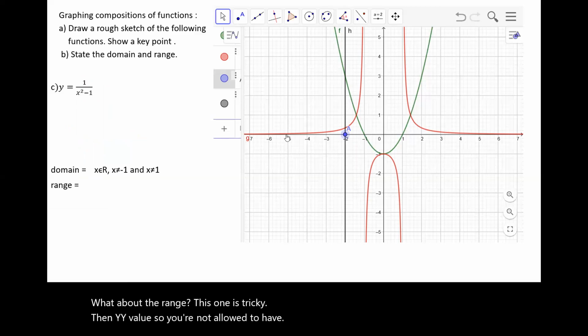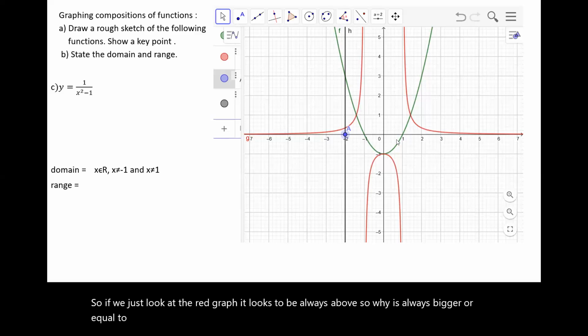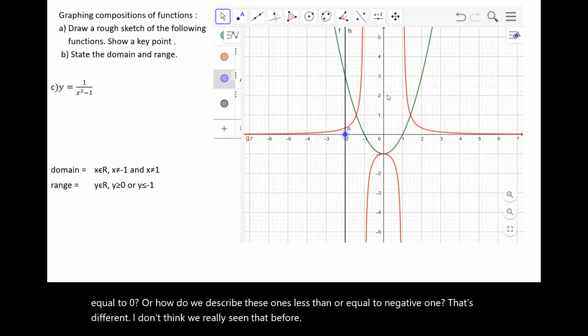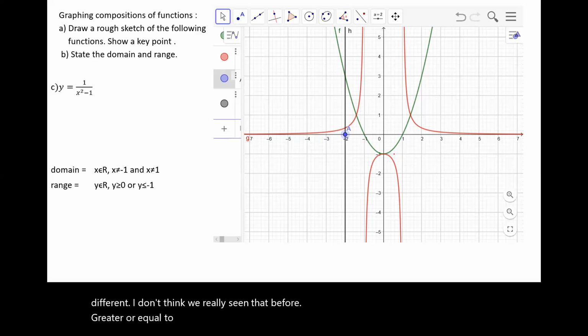So if we just look at the red graph, it looks to be always above, so y is always bigger than or equal to 0. Or, how do we describe these ones? Less than or equal to -1. That's different. I don't think we've really seen that before. So greater than or equal to 0, less than or equal to -1. Why are we not getting any values in here?